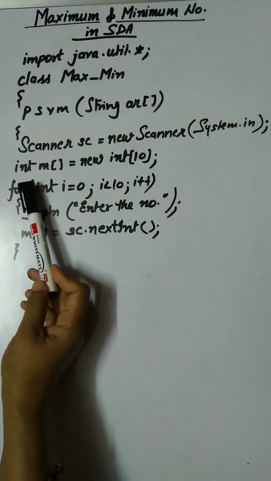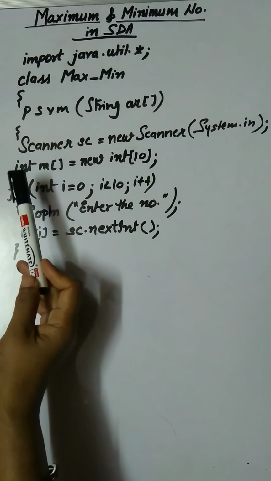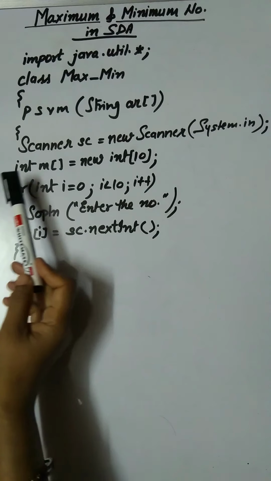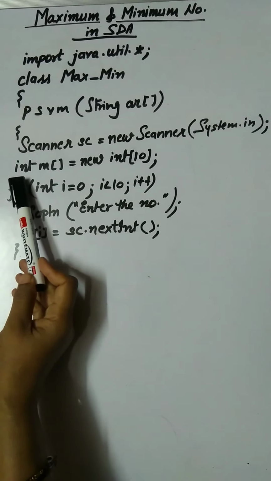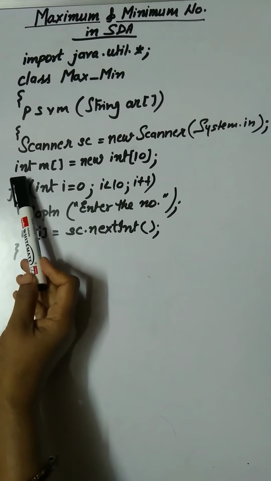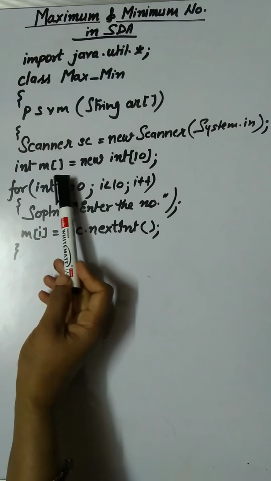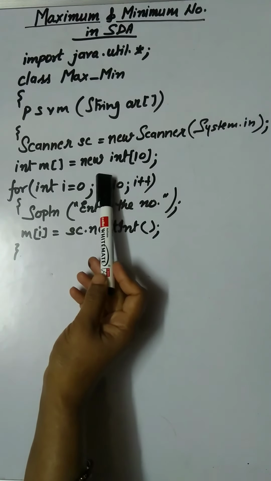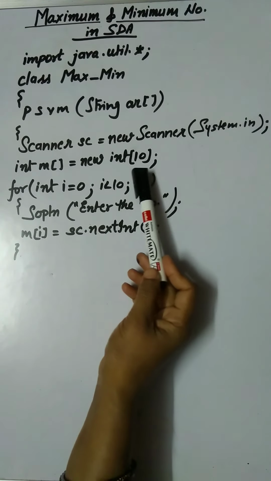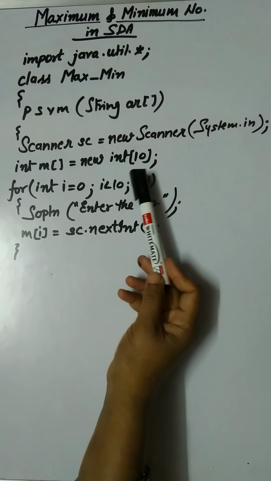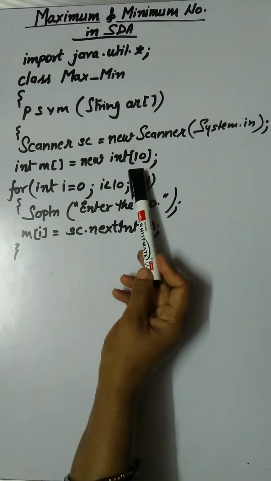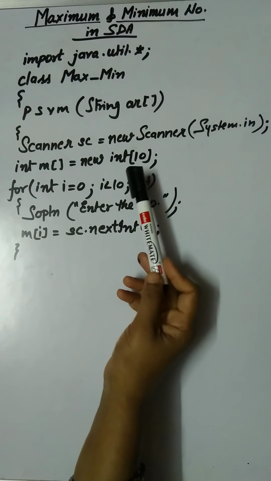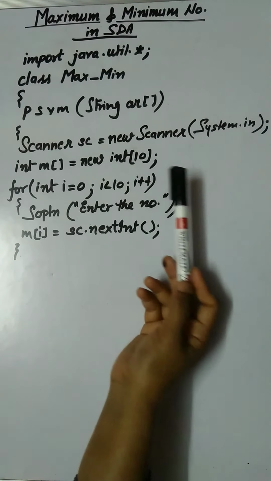After this we declare the array. How do we declare it? First is the data type. We have to find the number, so here I am taking int data type. Int, then variable name, then subscript is equal to new data type, then in the subscript the size of the array. So I am taking size 10 here. We have to find the minimum and maximum number in 10 numbers.